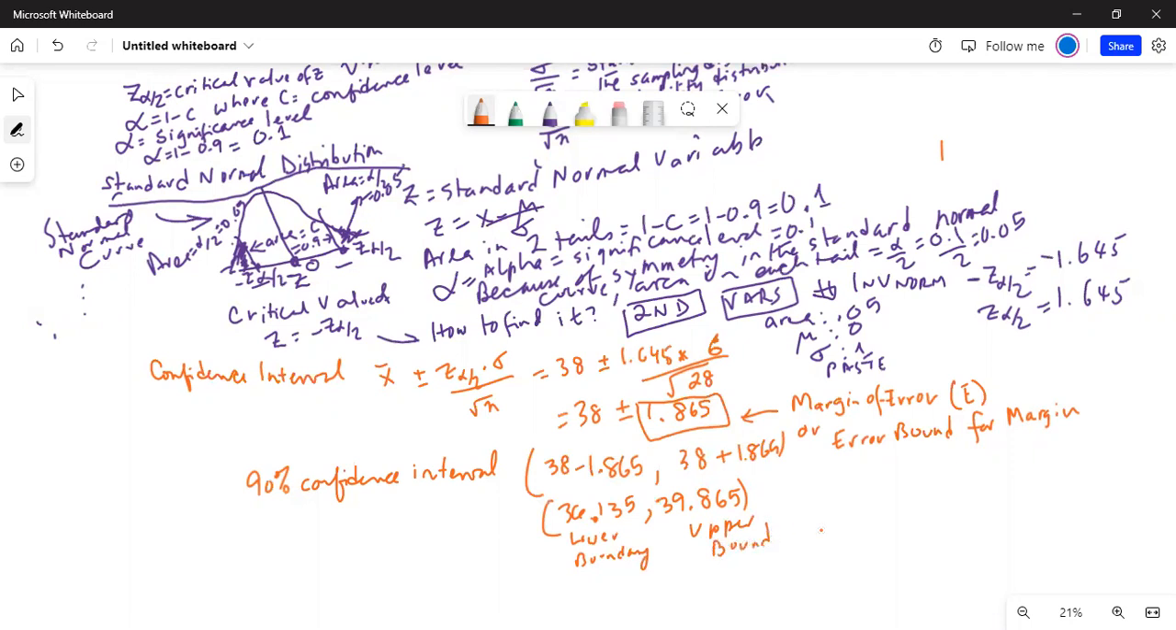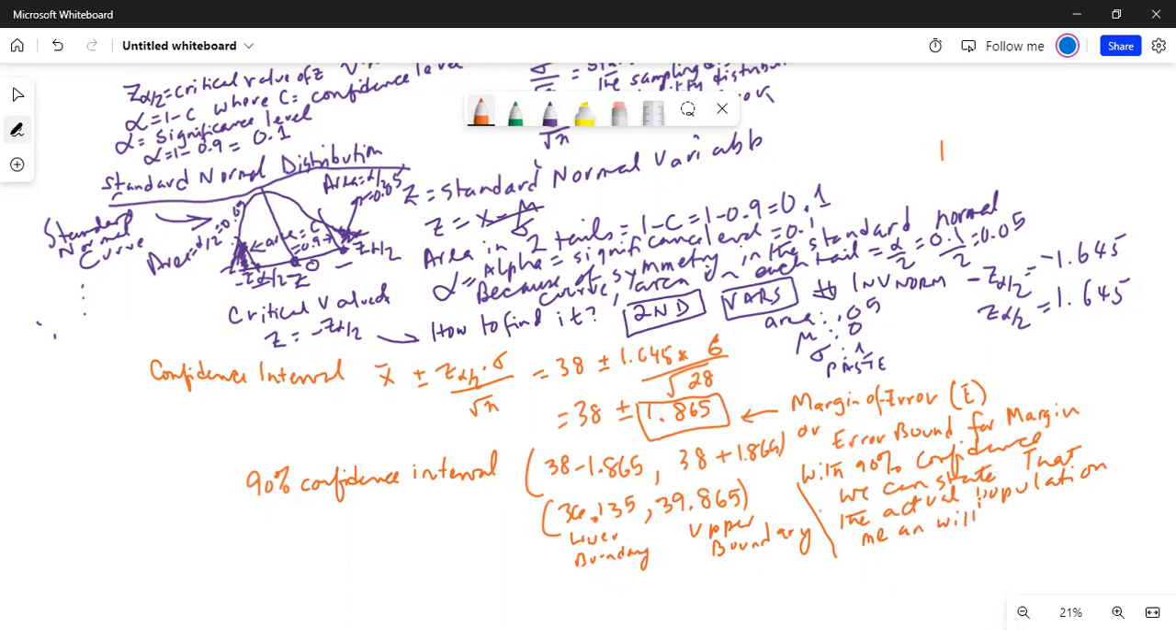So what does it mean? With 90% confidence, we can state that the actual population mean will fall between 36.135 and 39.865. That is the meaning of the 90% confidence interval.